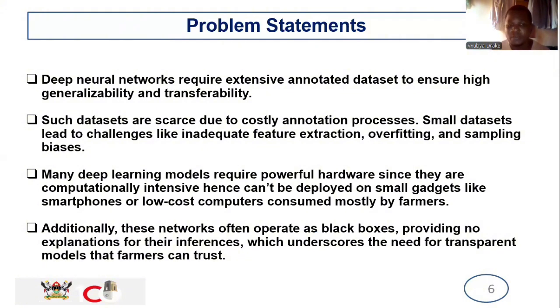Also, these deep learning models require powerful hardware since they are computationally intensive, hence they can hardly be deployed on small gadgets like smartphones and low-cost computers, which most of these farmers have. Additionally, these networks often operate as black boxes, providing no explanations for their inferences. So there's a need for a transparent model that farmers can trust.